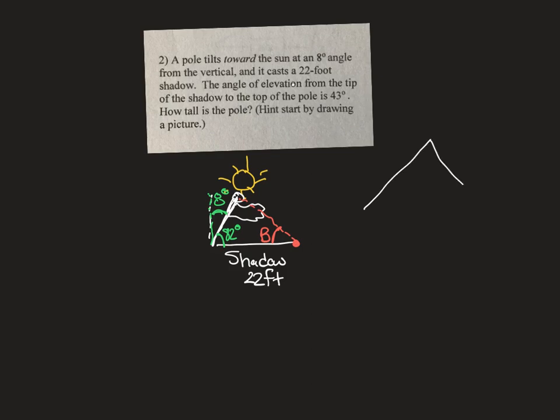So what I have right now is a triangle. Horrible drawing, I know. This is 22 feet. It was my shadow. This angle in here is 82 degrees. And I don't know what angle B is, but I'm going to find angle B. So what else can we label on this triangle? Well, we could label this piece right here that it's 43 degrees. So we know that B is 43 degrees.